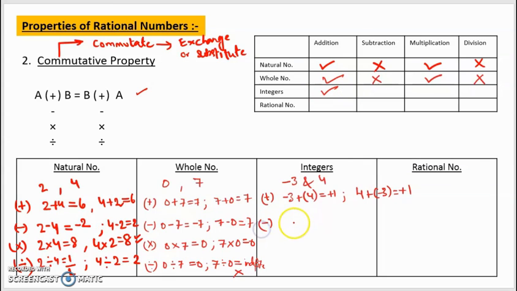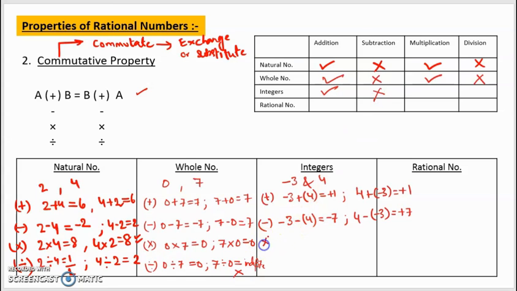Now for subtraction, minus 3 minus 4 gives me minus 7, while 4 minus 3 gives me plus 1. We can see that the results are different. Hence, integers do not follow the commutative property for subtraction.